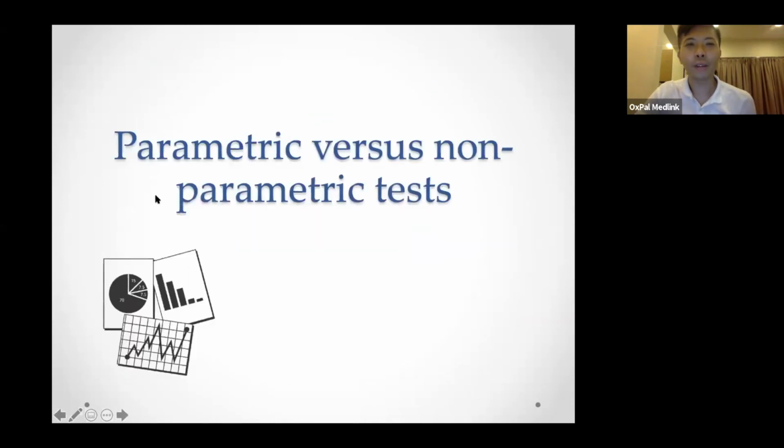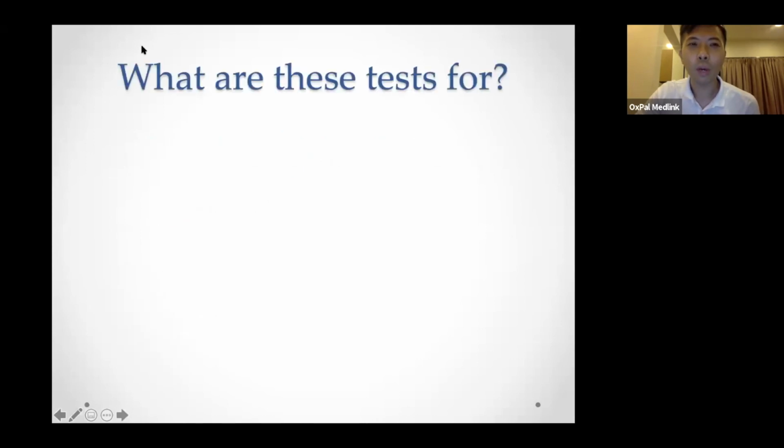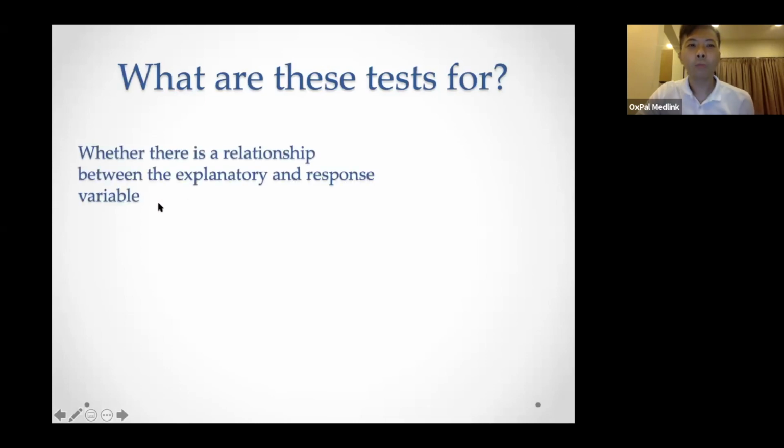So we finish off this section with parametric versus non-parametric, because it leads on to the next section on linear regression, and we look at the difference between parametric versus non-parametric. So first up, what are these tests for? We want to answer the question whether there is a relationship between the explanatory and the response variable. So remember, we have human height as the response variable. It varies, but we want to explain the variation with, let's say, gender, or let's say the age.